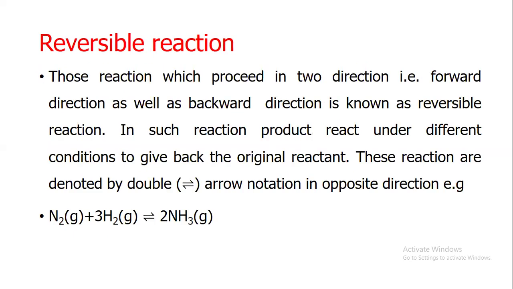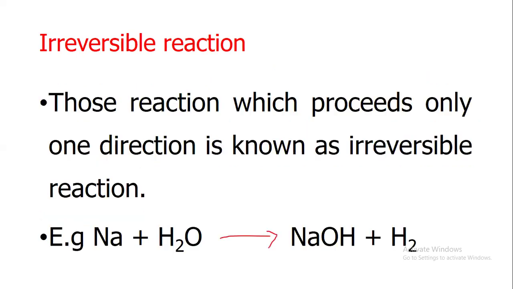The reactions are of two types: reversible reaction and irreversible reaction. Those reactions which proceed in two directions, that is the forward direction as well as the backward direction, are called reversible reactions, in which the reaction products react under different conditions to give back the original reactants. These reactions are denoted by a double arrow notation in opposite directions. For example, Haber's process, the manufacture of ammonia from nitrogen and hydrogen gas.